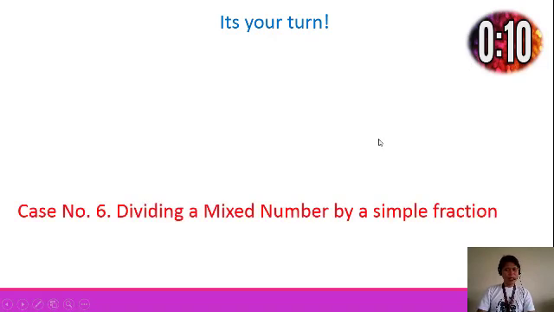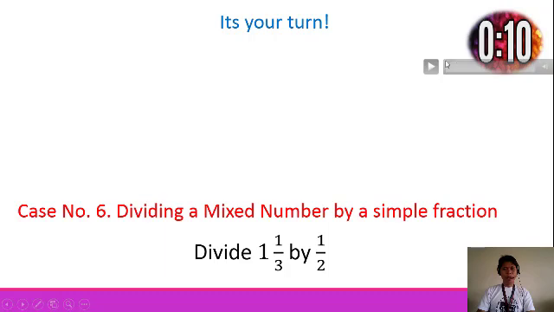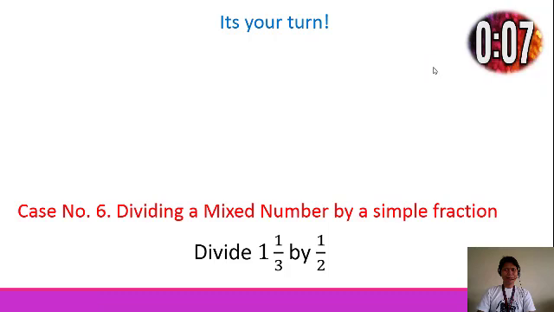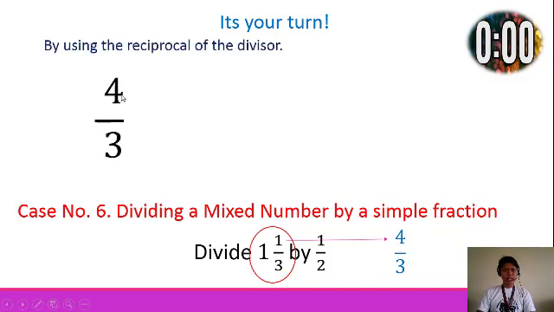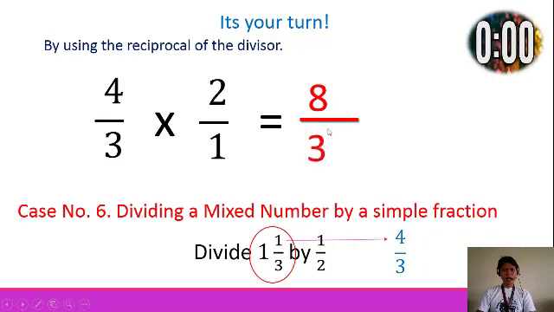Case number 6. Divide 1 and 1/3 by 1/2. Start. Okay, so we have 1 and 1/3 is 1 times 3 is 3, plus 1 is 4 over 3. So 4/3 times 2 over 1, the reciprocal of 1/2. 4 times 2 is 8. 3 times 1 is 3. So 8 over 3, or 2 and 2/3.